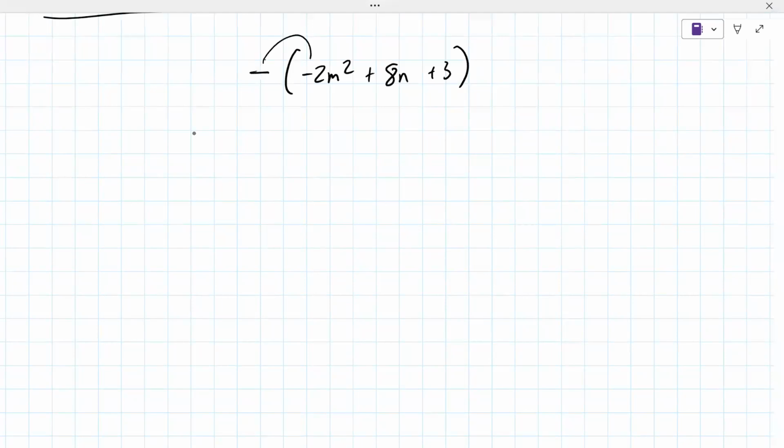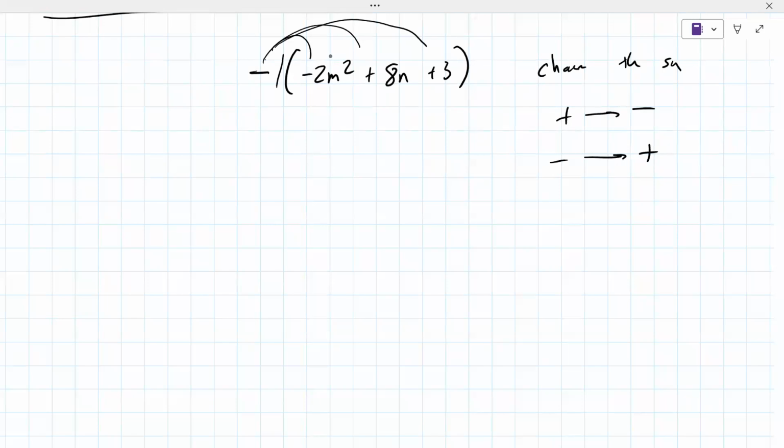Does it become -1? It is -1, that's true, but what does it do to each of the things inside? It changes the sign. If they're positive, they go to negative. If they're negative, they go to positive. So tell me what this becomes, please. You are multiplying by -1. That's fine, if that's an easier way to remember it.